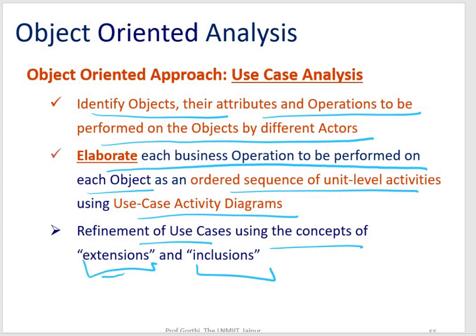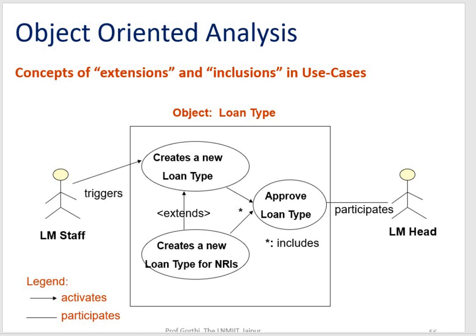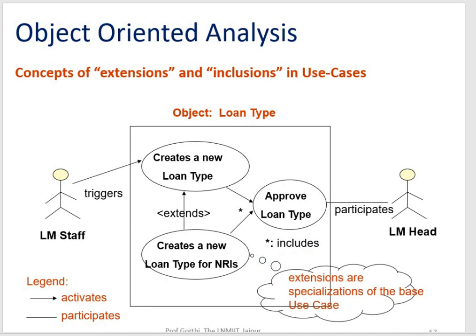Now in this object oriented approach, what we are trying to do is we are identifying the objects, their attributes and operations to be performed on the object by different actors, elaborate each business operations to be performed on the object as an ordered sequence of unit level activities using your use case activity diagrams. Then the refinement of the use case using the concept of extensions and inclusions. Now let's see the concept of extensions and inclusions.